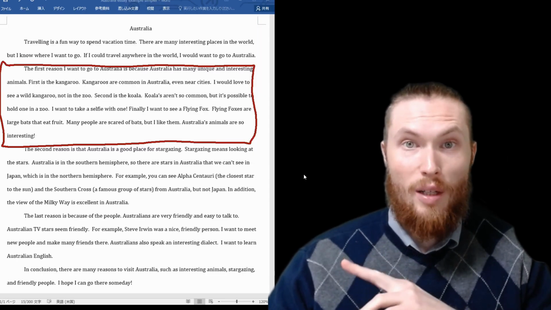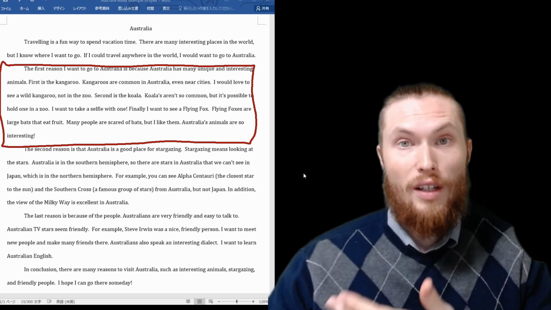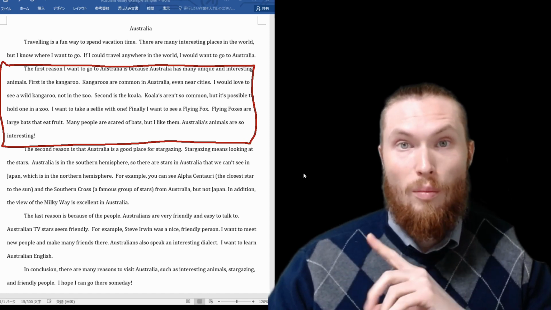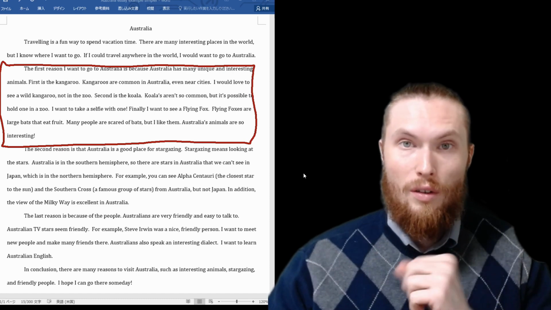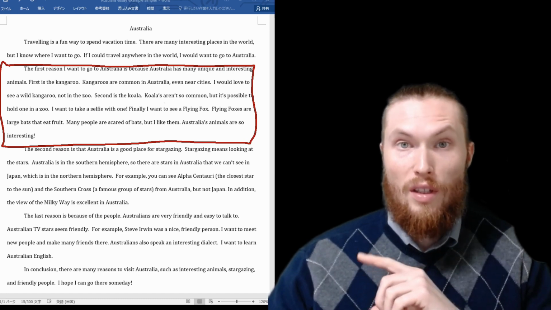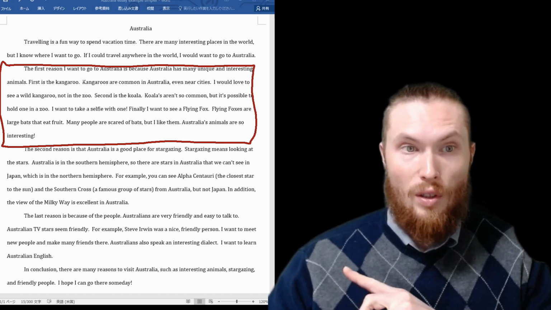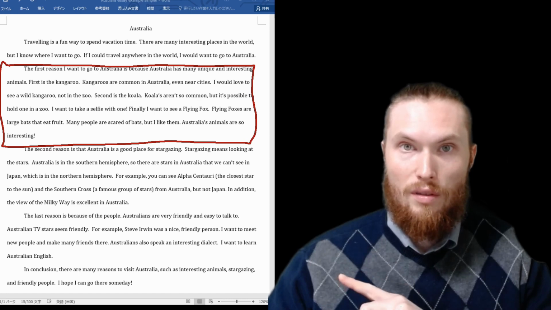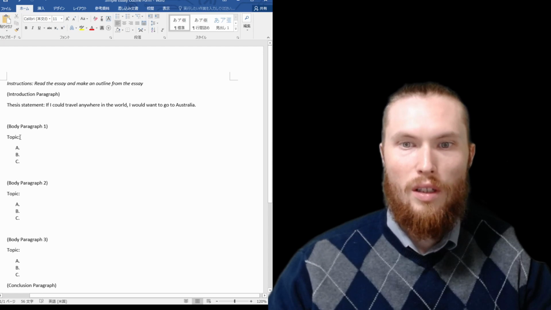Okay, now let's look at body paragraph 1. So remember, the thesis statement is, if I could go anywhere in the world, I would want to go to Australia. So each body paragraph gives reasons why. Why do you want to go to Australia? So the topic sentence of this paragraph is, the first reason I want to go to Australia is because Australia has many unique and interesting animals. So let's take a look at the outline. Okay, so here we are at body paragraph 1, the topic and supporting ideas.